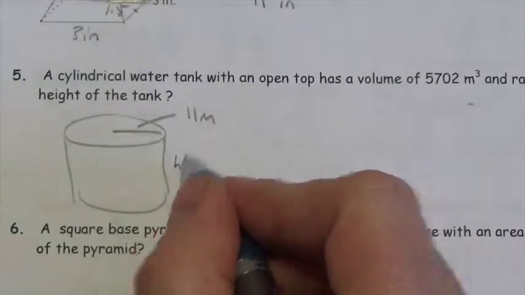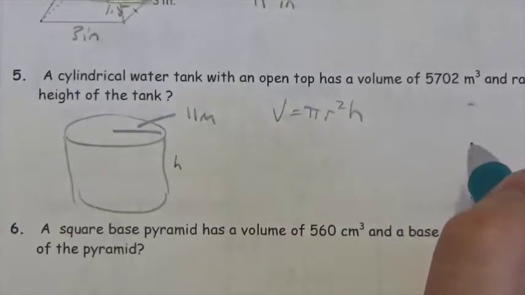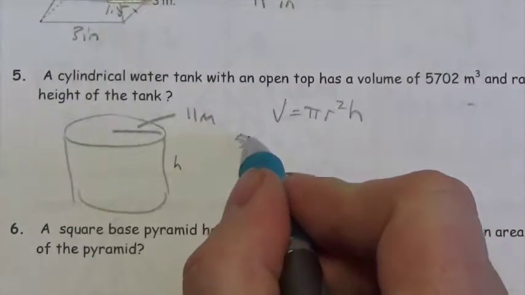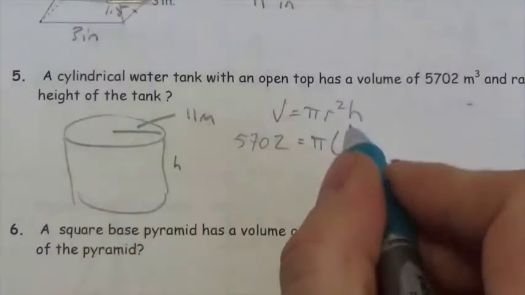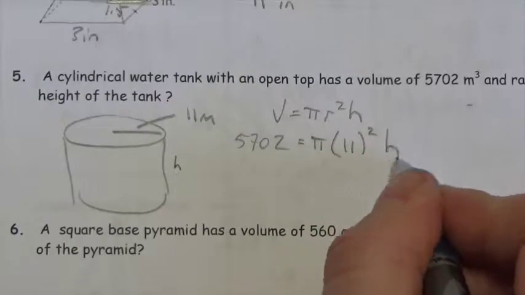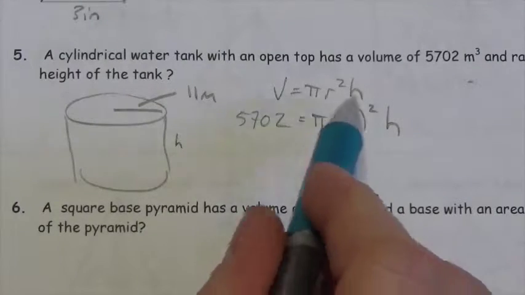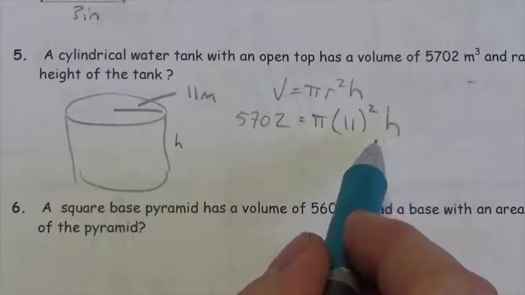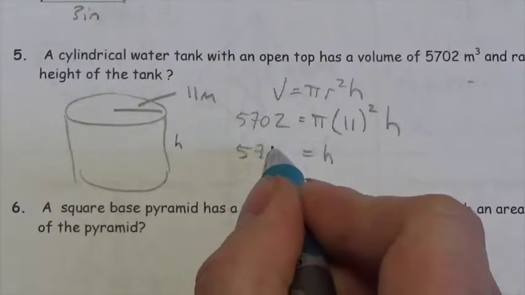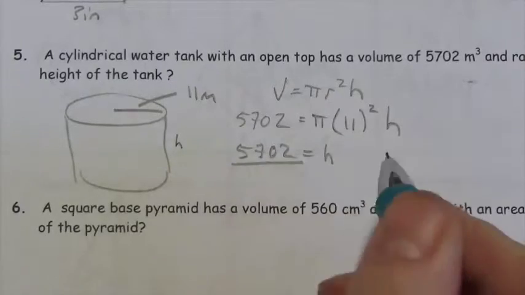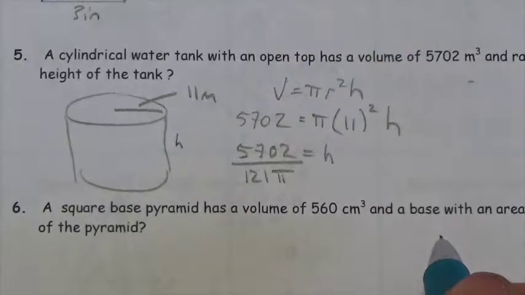Well, so we don't know what that is, but we know that the volume of a cylinder will be pi r squared h. And I will just plug in what I know. I know that the volume is 5,702 meters cubed. I know that the radius is 11 squared. What I don't know is the height. But I do know, okay, that if I have these two pieces here and they're being multiplied by h, if I want to get h by itself, I simply have to divide by those two. So h will be equivalent to 5,702 divided by 121 pi. That 121 is that 11 squared.